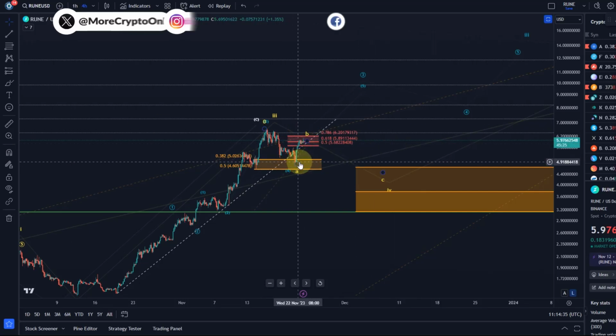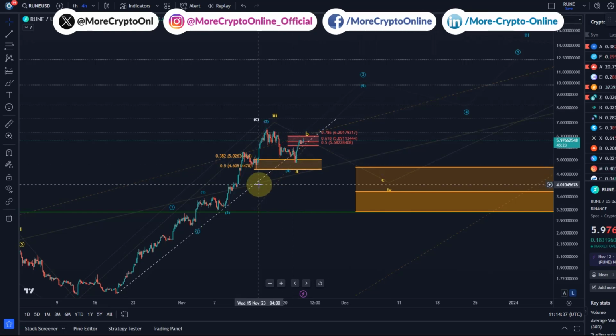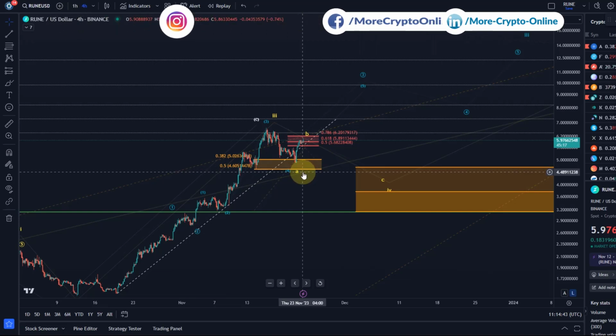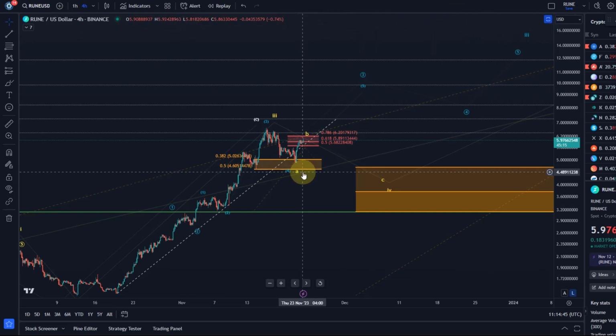RUNE did hold our support area here recently. The support or trend reversal box that was communicated below $4, or between $4.60 and $5. That level is holding at the moment, and it did hold. The price did rally. We had two wave counts here on the chart.